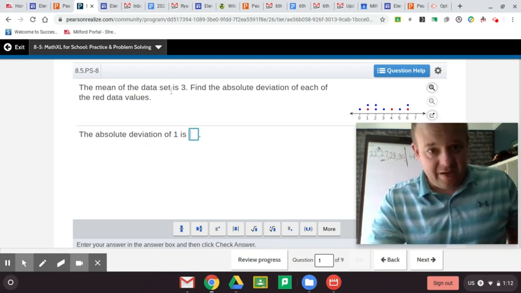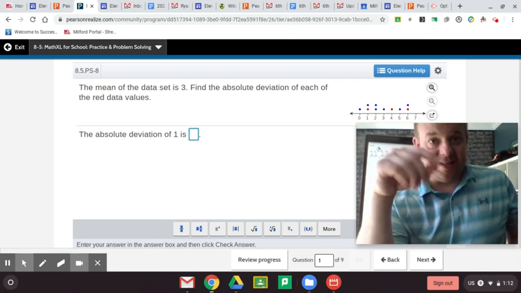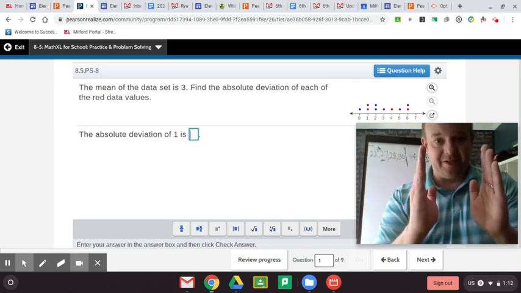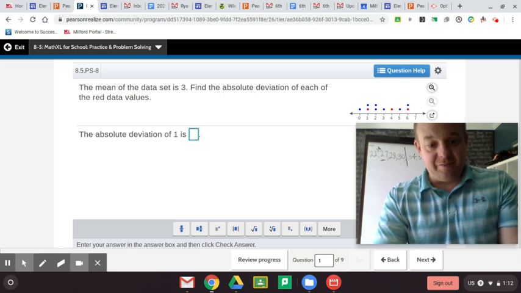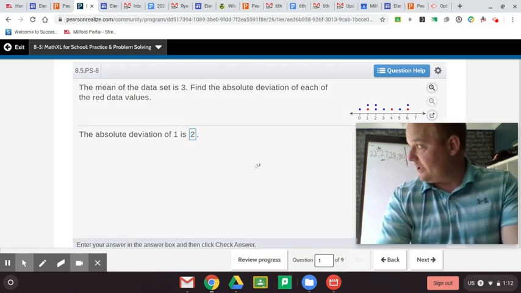So the mean of the data set is 3. Deviations, again, mean the distance from the mean. So 3 to 1 is how far? The deviation is -2 because it's 2 away. And the absolute value means the distance from 0, and the absolute value of -2 is 2. So the absolute deviation of 1 away from 3 is 2.